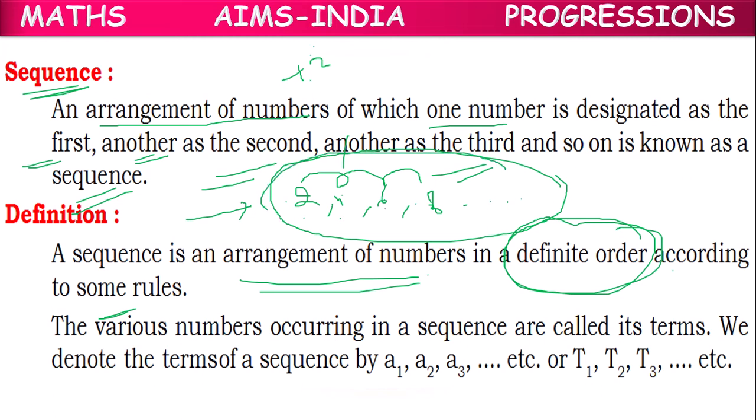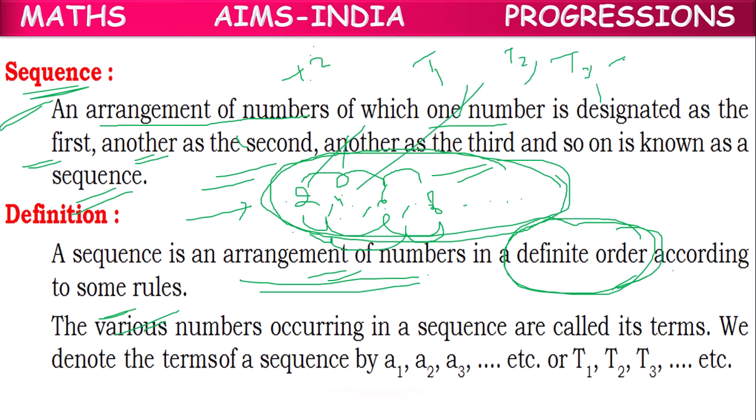So this arrangement of numbers is in definite order, so it is known as a sequence. And the various numbers present in the group are called terms. They are denoted by term 1, T1, term 2, T2, term 3, T3, term 4, T4. So the numbers present in the sequence are denoted with the symbols T1, T2, T3, etc., or sometimes A1, A2, A3 and so on.